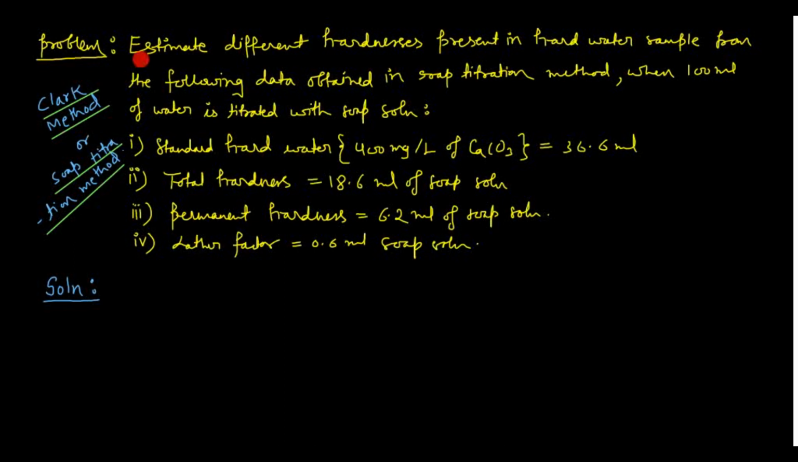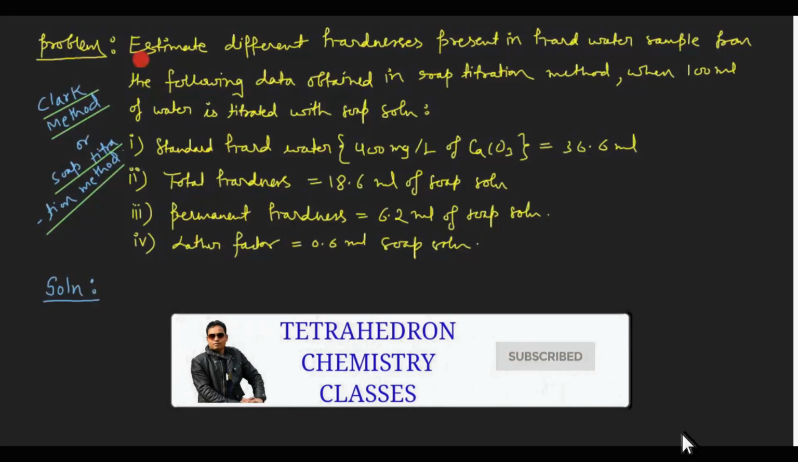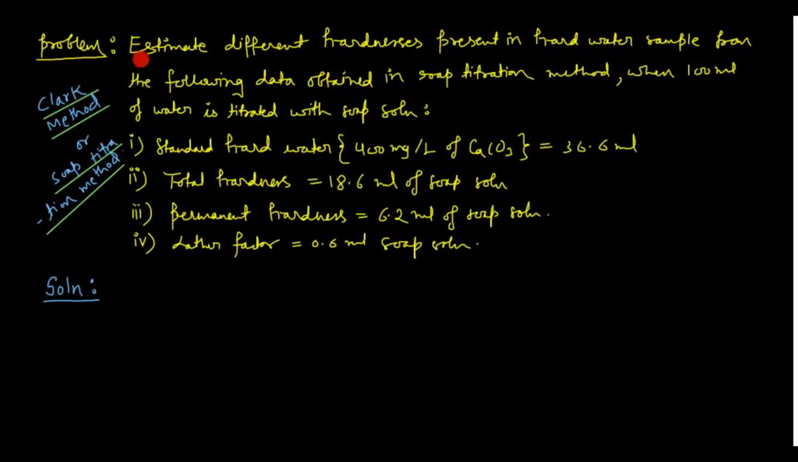So guys, in today's class I am going to discuss the numerical based on the Clark method or the soap titration method. In the last class I explained the principle involved in the Clark method, where I showed how to derive the expression for the total hardness, temporary hardness as well as the permanent hardness. In today's class we will see the numerical. So first of all, let us take a look at what the numerical is saying.